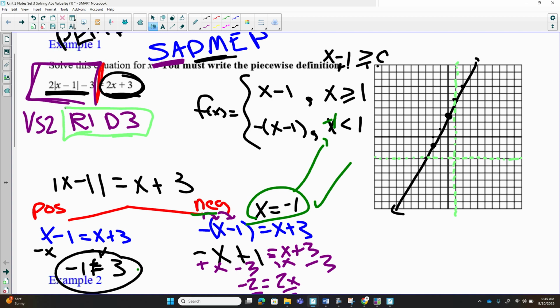So this right here, once you have the right 1 and down 3, what's next? Parent function. The parent function is a V, absolute value. Anybody know the points for the absolute value graph? I'll do it in blue.